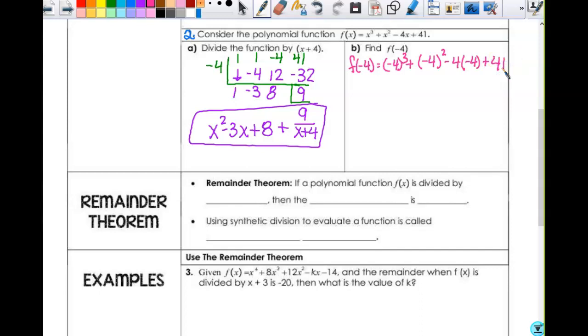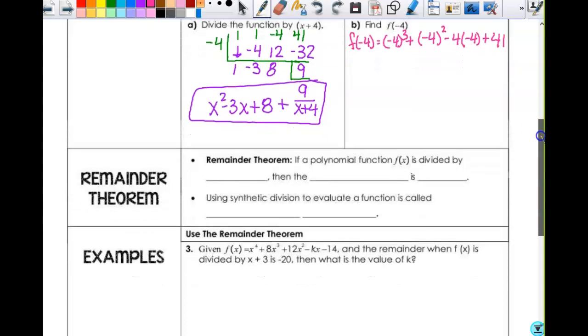So no variables there either, so this should be pretty simple. I know that this is going to be negative. 4 times 4 is 16, times 4 is 64. Plus, this will be a positive 16 plus another positive 16 plus 41. So then when we get here, we work smarter, not harder, right? So 16 and 16 is 32. 32 and a negative 64, negative 32 plus 41. So f of negative 4 equals 9.